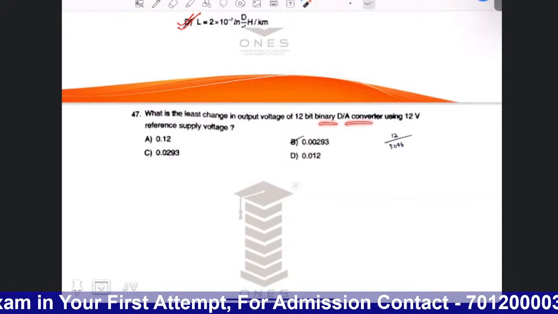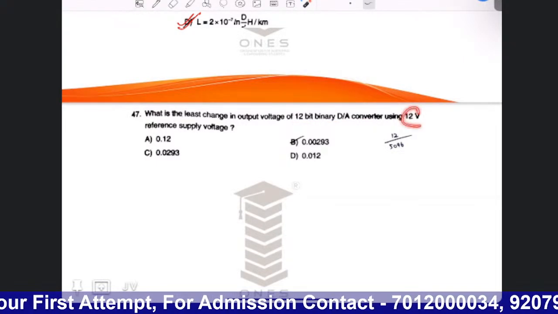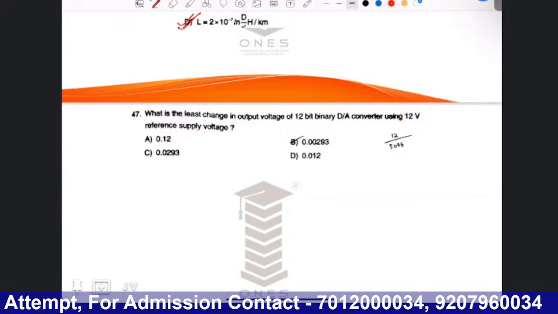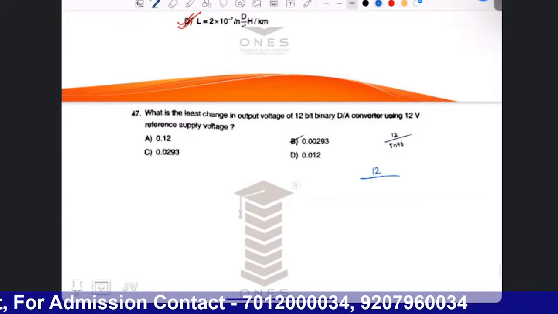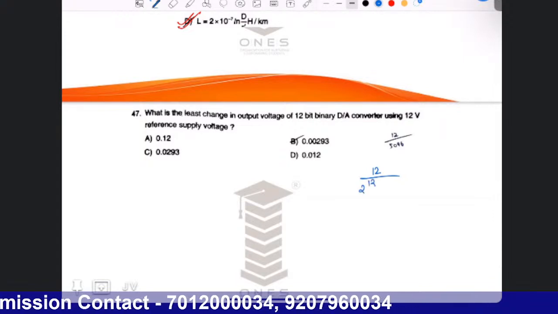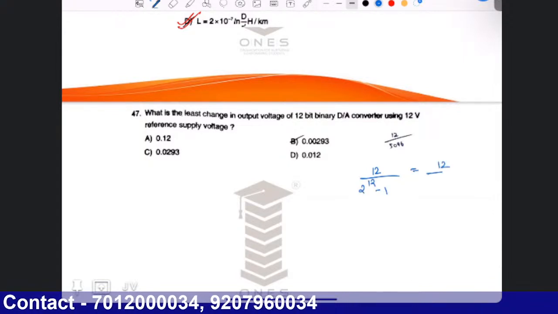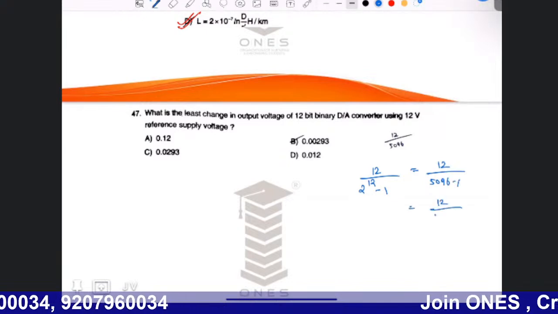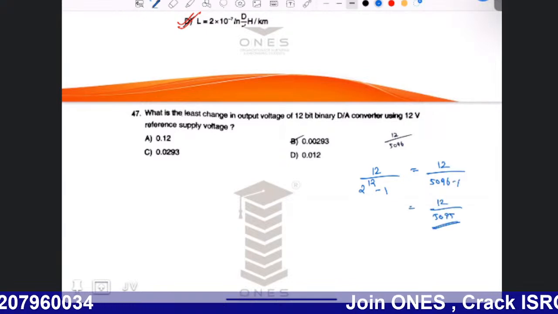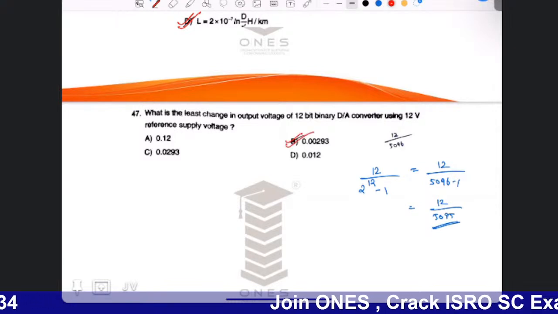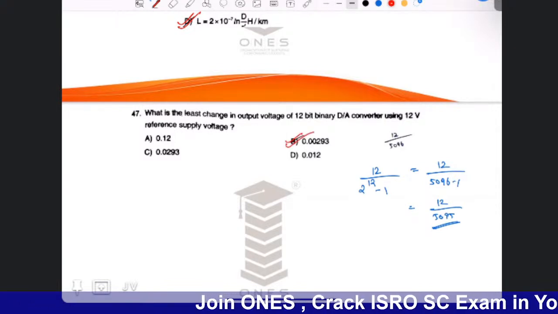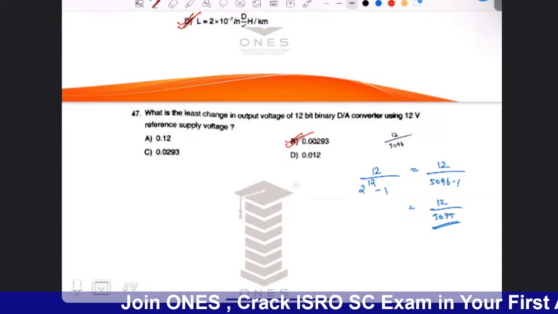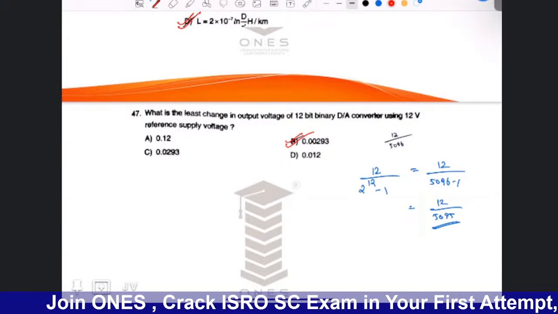47. What is the least change in output of a 12-bit binary D2A converter using a 12 volt supply voltage? So it will be 12 by 2 raised to 12 minus 1, or 12 by 4096 minus 1, or 12 by 4095. If you do that, the answer which you will get is 0.00293. This is one step size.